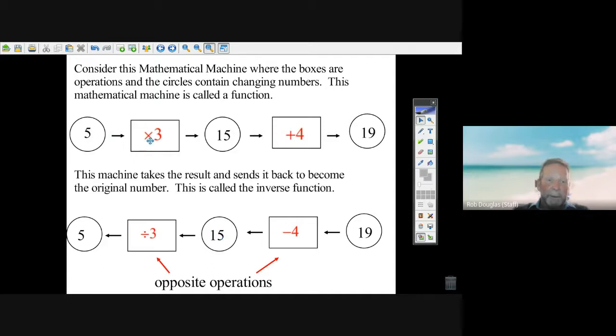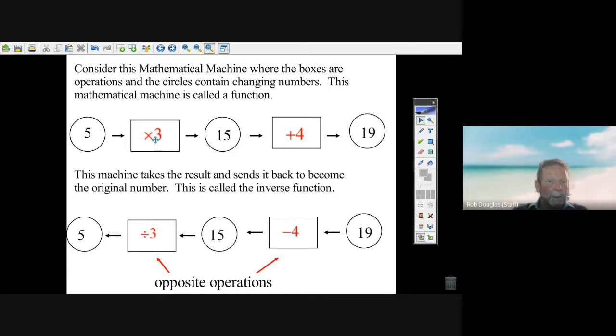And then the opposite of multiplying is dividing. Those are opposite operations, this dividing by 3. So we go 15 divided by 3, and it gets us right back to the beginning. So the opposite of multiplying is dividing. The opposite of adding is subtracting, and vice versa.